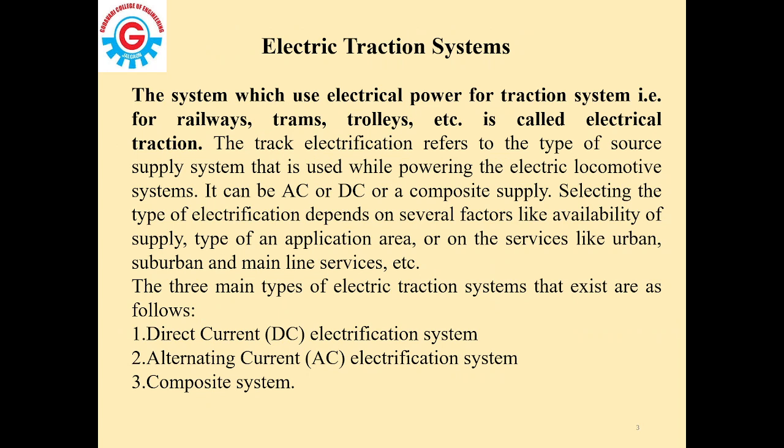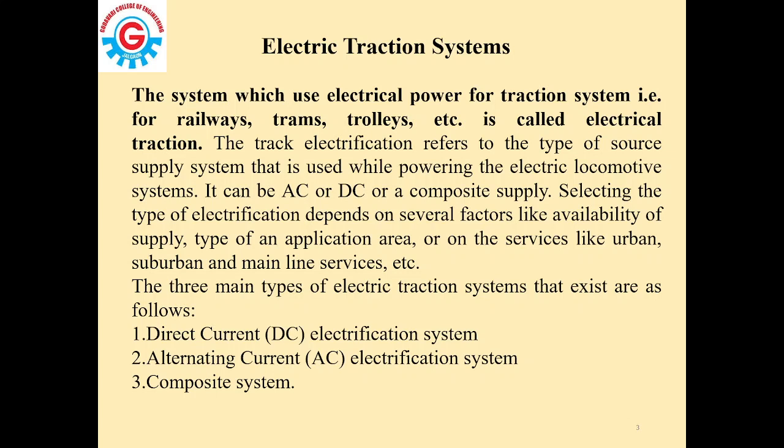Now, what is electrical traction system? The system which uses electrical power for traction, that is for railways, trams, trolleys, etc., is called electrical traction system. The track electrification refers to the type of supply system that is used while powering the electric locomotive system. It can be AC or DC or a composite supply.